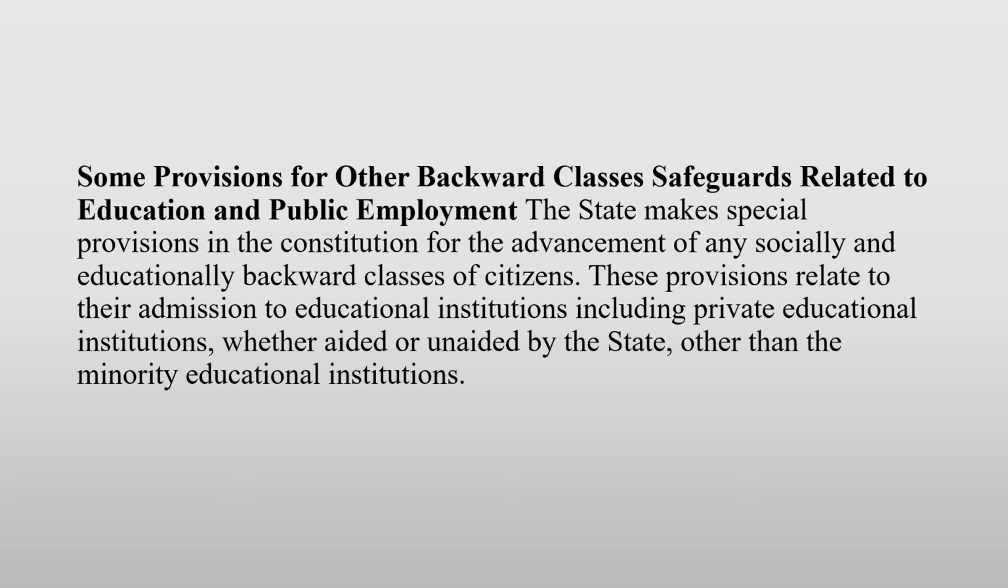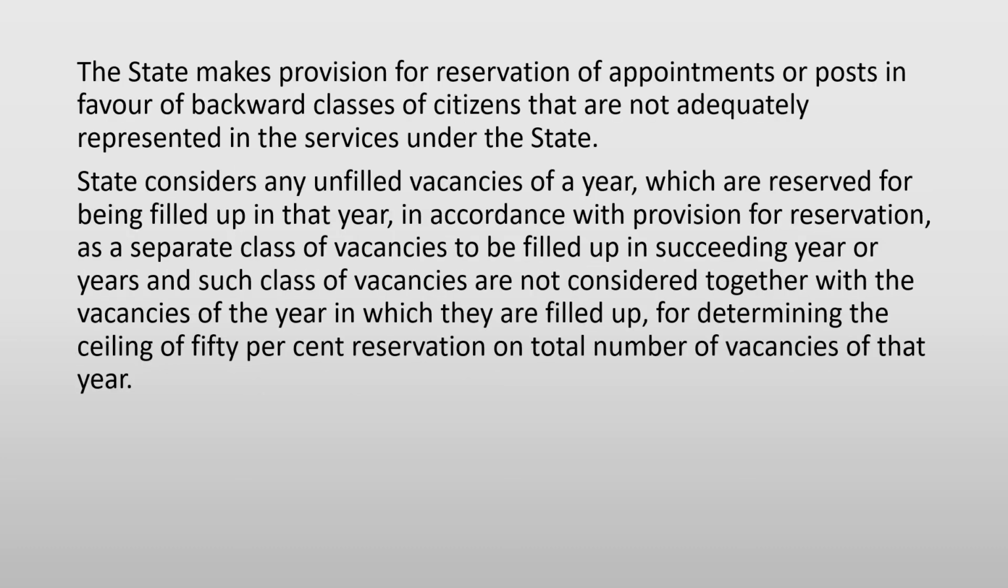Some provisions for other backward classes, safeguards related to education and public employment. The state makes special provisions in the Constitution for the advancement of any socially and educationally backward classes of citizens. These provisions relate to their admission to educational institutions, including private educational institutions, whether aided or unaided by the state, other than the minority educational institutions. The state makes provisions for reservation of appointments or posts in favor of backward classes of citizens that are not adequately represented in the services under the state.